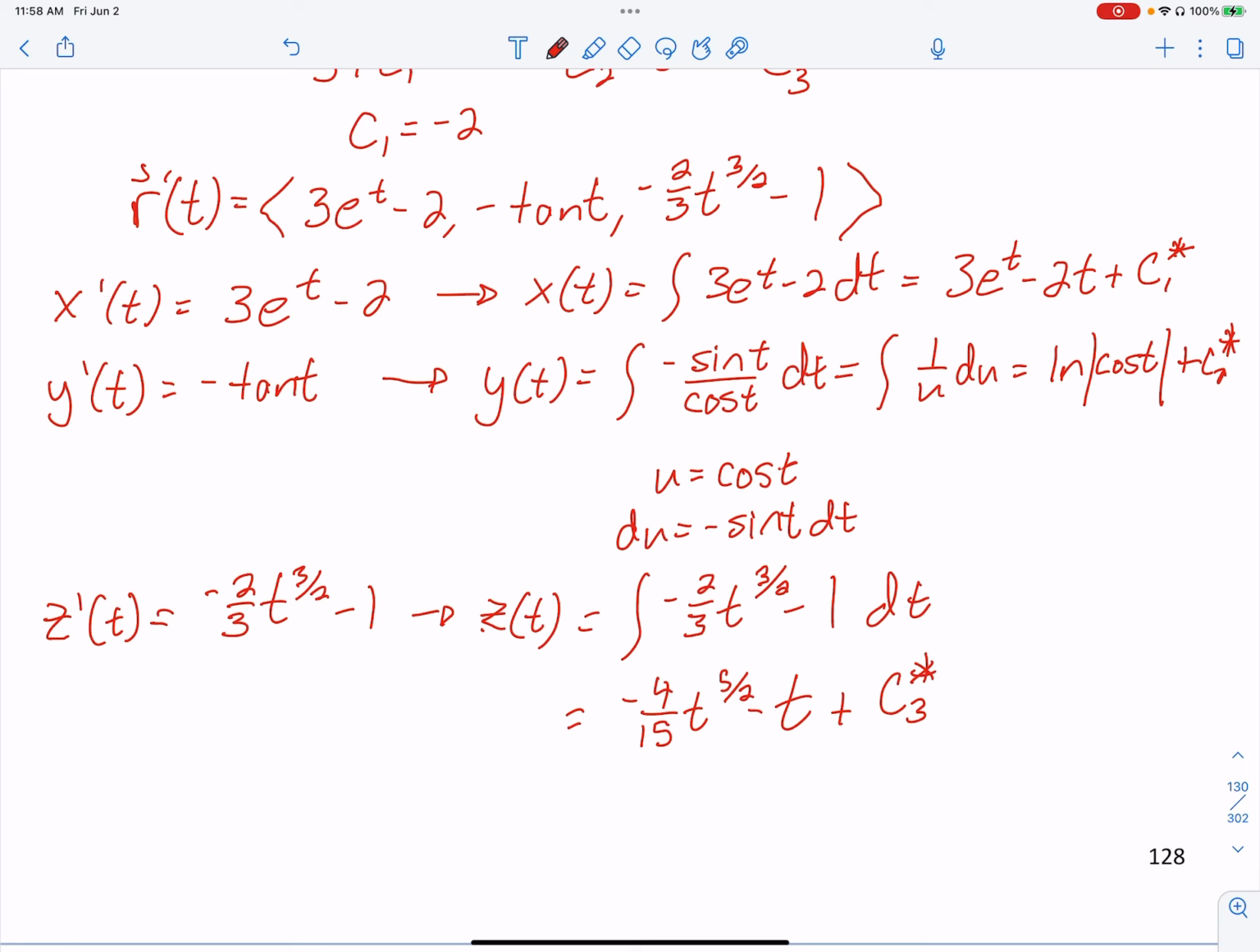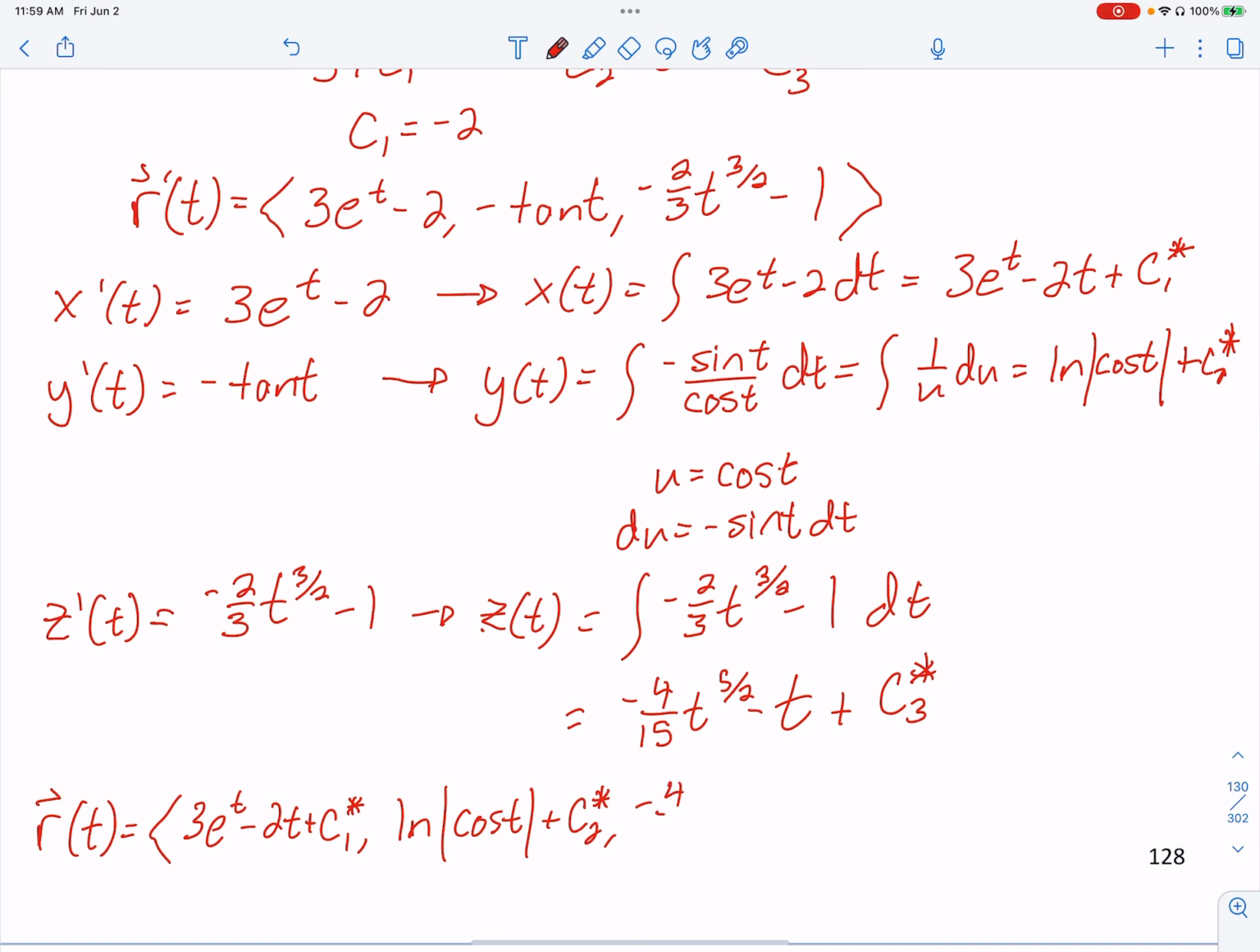So forgive me. Okay, so now I have that function r of t, which is going to be equal to 3e to the t minus 2t plus c1 star, comma, and then the next one was ln of cosine t plus c2 star, and then the last one was negative 4/15 t to the 5/2 minus t plus c3 star.